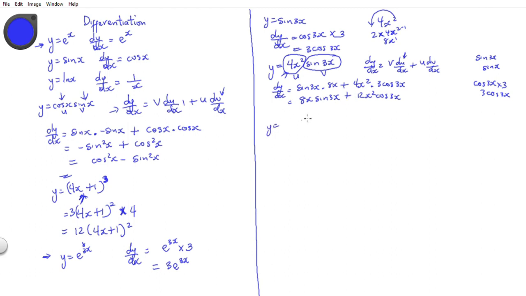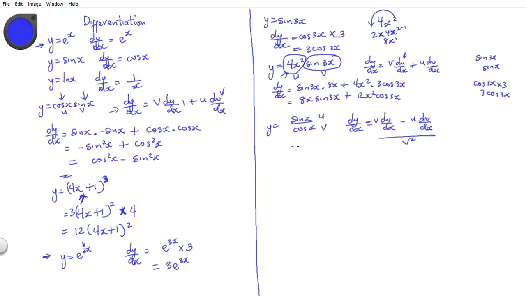Now y equals sine x over cos x. That was the last question for today. Now this one, they are dividing themselves, so that's the quotient rule. Now the upper one must be u, the lower one must be v. It's a must. And the formula for quotient rule equals v du/dx minus u dv/dx all divided by v squared.